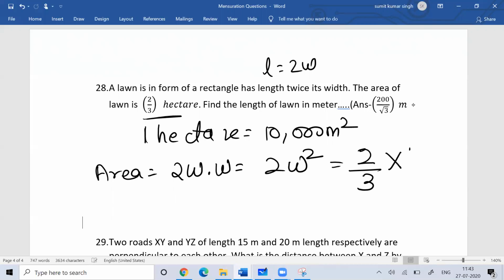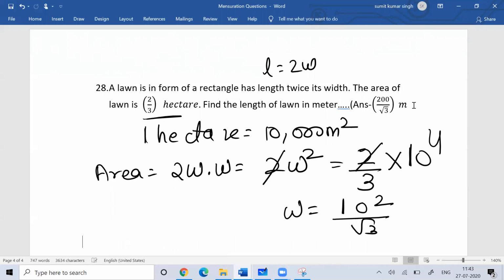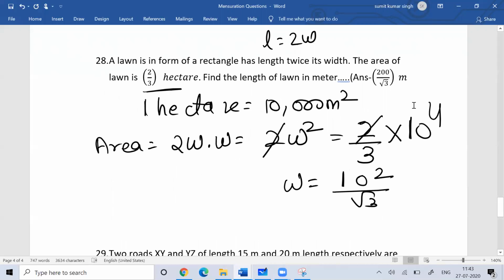If I convert that hectare into meter square, I can find the width value, that is nothing but 100 divided by root 3. That is your width. So you got the width as 100 by root 3, square root of that. The length is double of width, so the length would be 200 by root 3. Okay, so width is 100 by root 3, and the length would be 200 by root 3 because length is double of width.